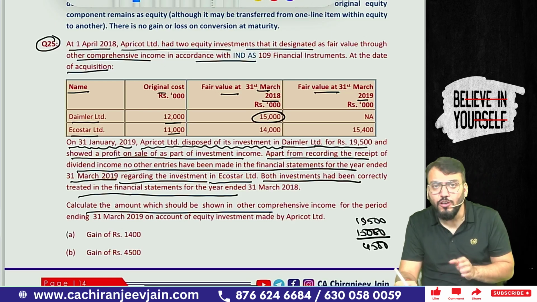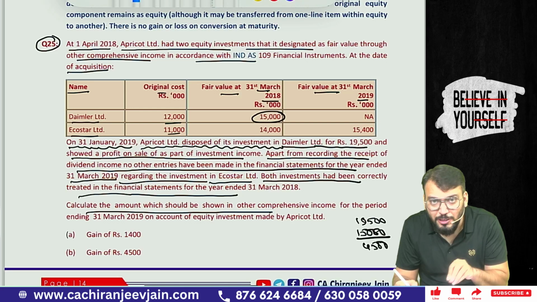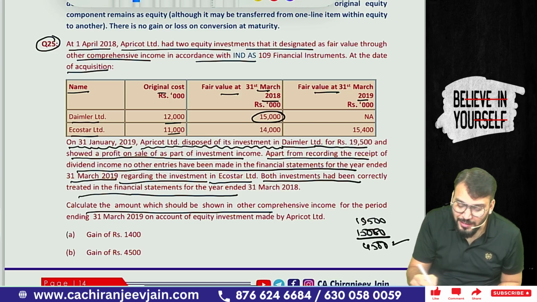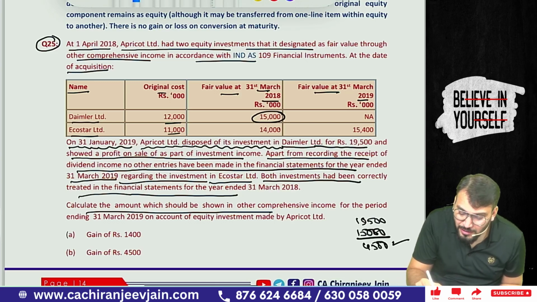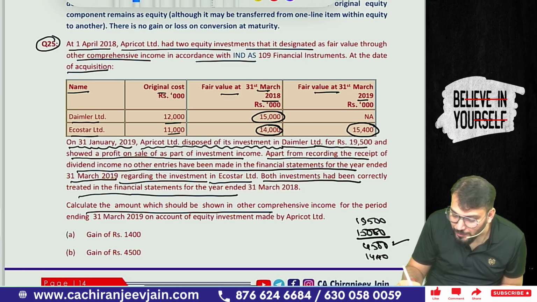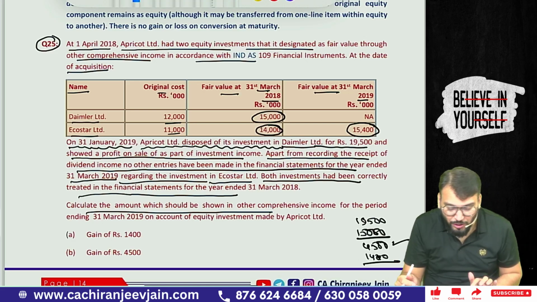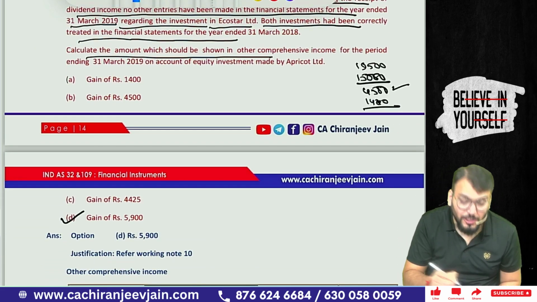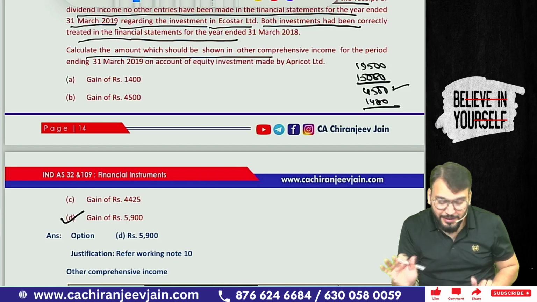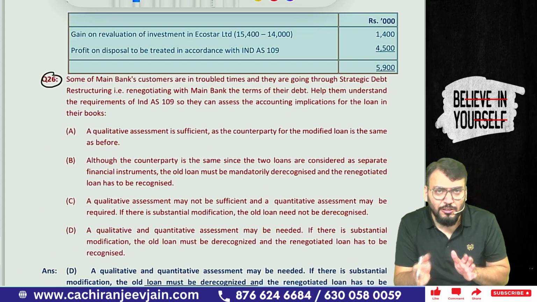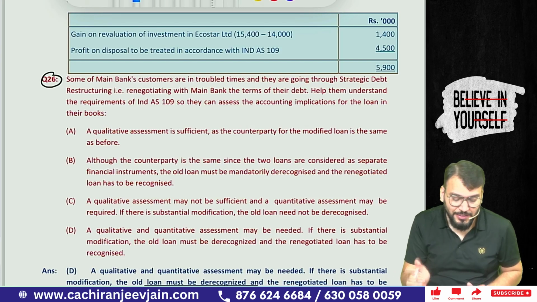Any gain or loss on an equity instrument designated as FVTOCI will be transferred to OCI only and accumulated in the FVOCI reserve. In this case, you can see the initial opening balance was 14,000. Now it becomes 15,400. So there is a fair value gain of 1,400. So the total is 4,500 plus 1,400, which is 5,900. So the answer is 5,900. Option number D will be correct. Good question. For admissible questions, normally they may ask MCQs in the exam.